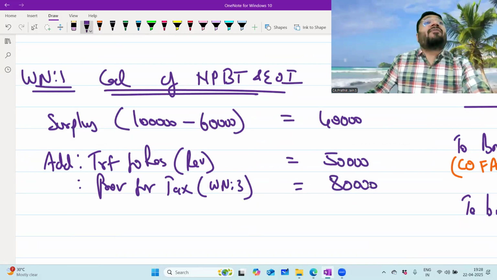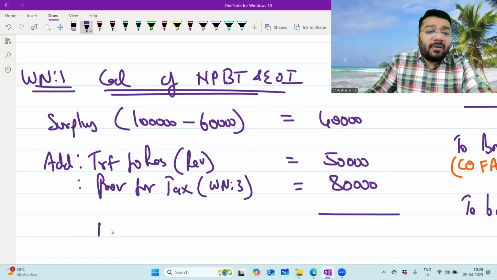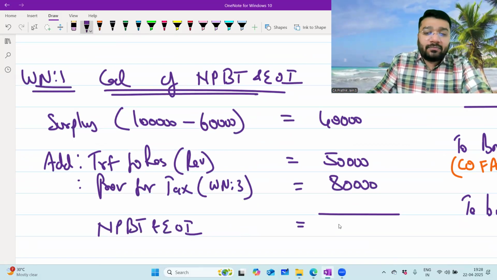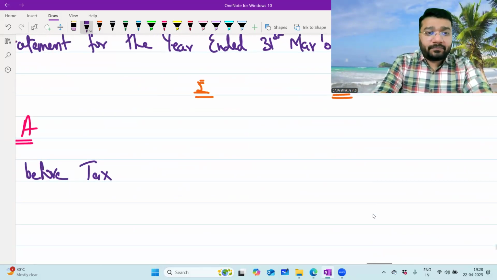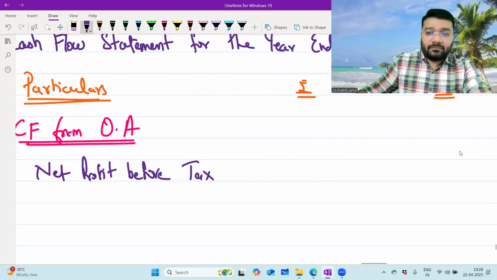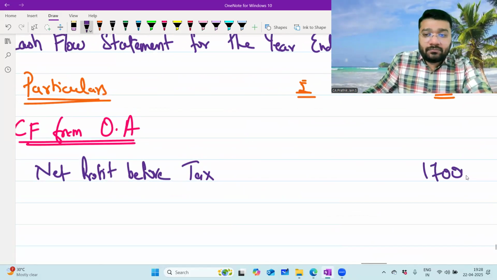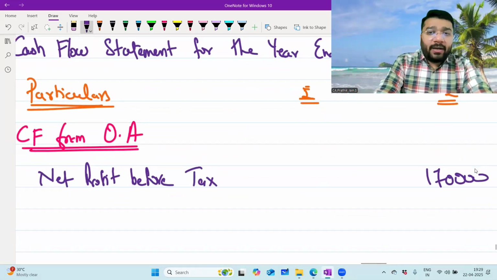So I get profit before tax. Any extraordinary item? No. So this becomes my net profit before tax and extraordinary item. How much? 1 lakh? 70,000. Okay. Segment 1 over.